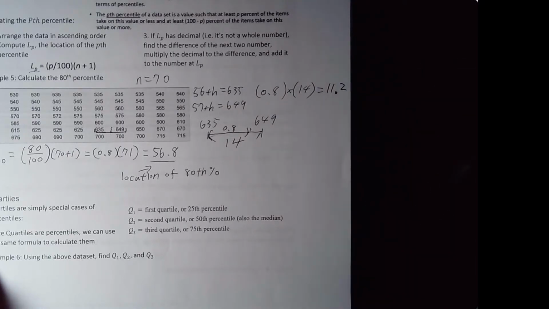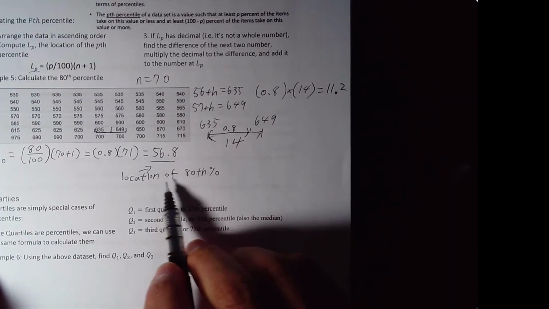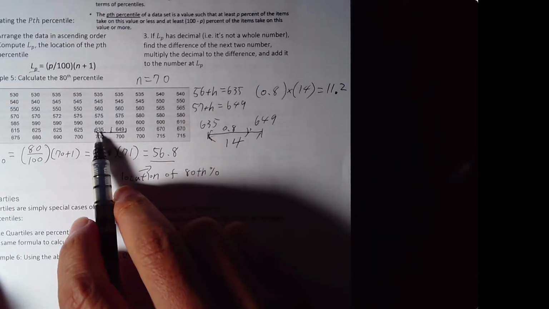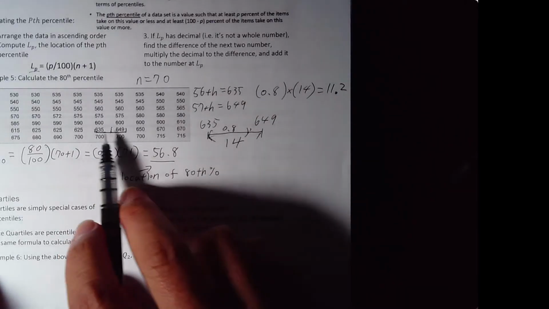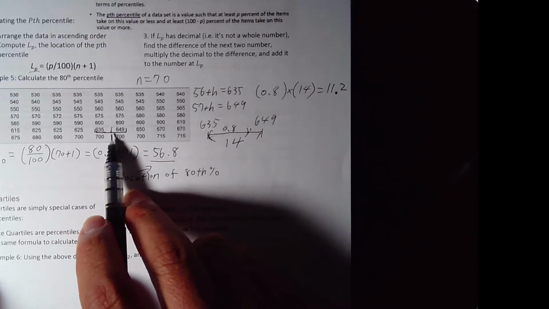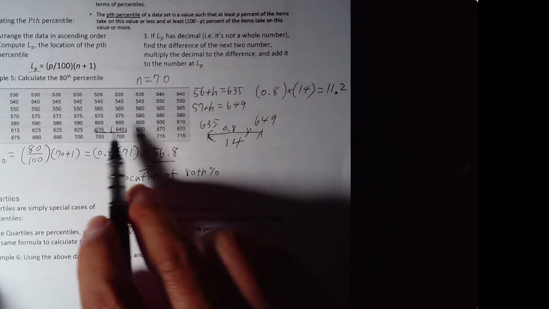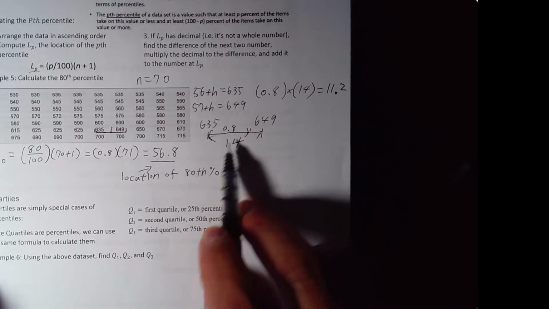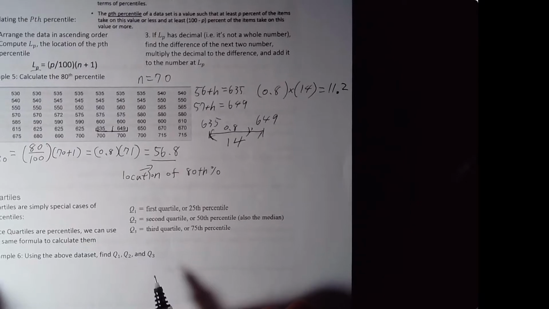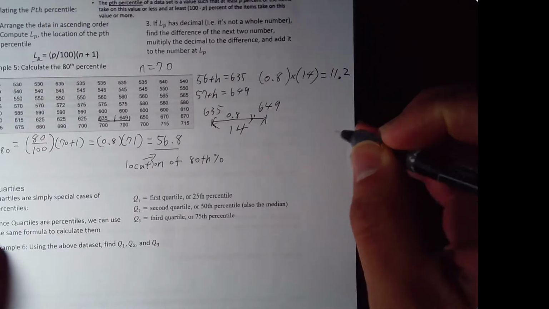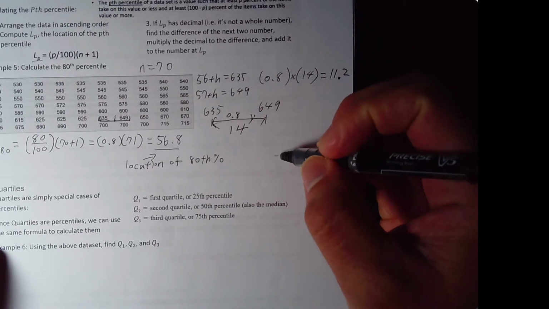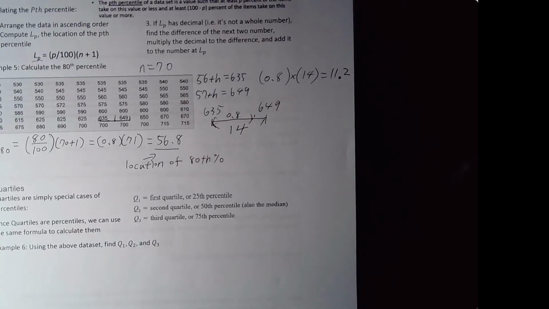Okay. All right. So the idea here is that to find the 80th percentile, I'm going to look at the 56th position, which is 635, and then I'm going to add 11.2 because I'm not quite there yet. So I'm going a little bit further, to 56.8. So I'm going to add this 11.2. So my actual 80th percentile is 635 plus 11.2.